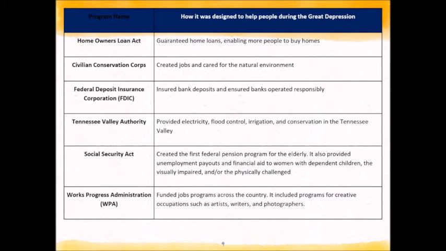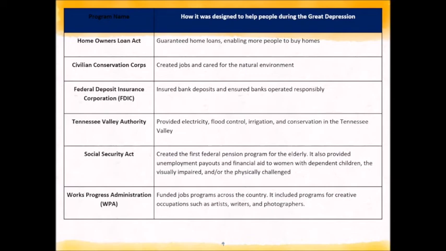As mentioned before, the Federal Deposit Insurance Corporation, which is still around today, insured bank deposits and ensured banks operated responsibly. This is important to make sure that your money is protected in an economic downturn. The Tennessee Valley Authority provided electricity, flood control, irrigation, and conservation in the Tennessee Valley.